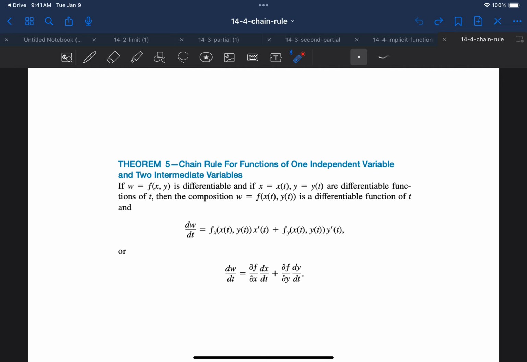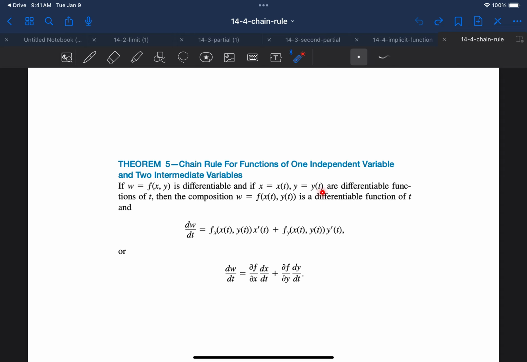So we first look at this Theorem 5 and try to apply this to the first example in this section, and then we're going to do even more complicated things, and we try to find out a pattern which avoids memorizing a formula. All right, so suppose w is f of x, y, which is differentiable, and x is a function of t, which we call x equals x of t. So you can think of x as a variable for this f, but x itself is a function of t, and y also depends on t.